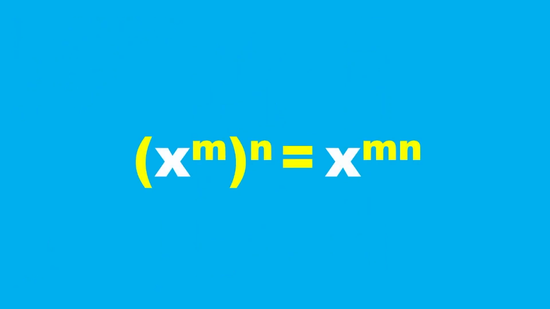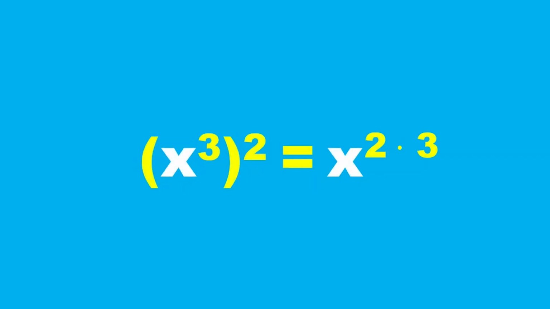Now our next law in our list is x to the power of m whole to the power of n is equal to x to the power of m times n. Now let's take an example to understand this. X to the power of 3 whole raised to the power of 2 is equal to x to the power of 2 times 3. This is what we get according to our law. Now if we simplify this, we'll get x to the power of 6.